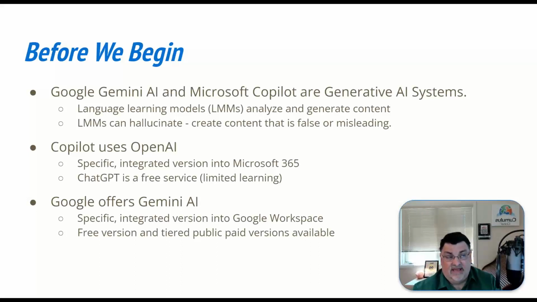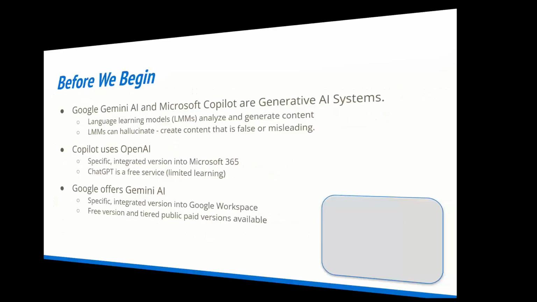Google offers Gemini AI. There's a free version that you can just go to. Ideally, you'll have a gmail.com account to use that free version. There are also paid versions at several tiered layers available to the public as well. When we talk about Gemini AI, we're talking about the specific integrated version in Google Workspace, also known as Gemini for Google Workspace. It's important to know that in our view, whenever you use an AI tool, it should be a paid version that guarantees the privacy and the security of the information that you're placing in it.